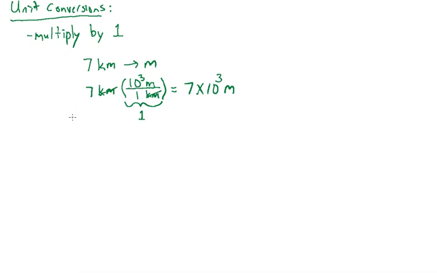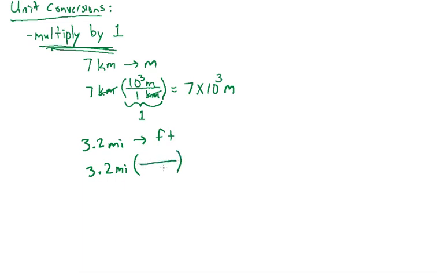So say, for example, I had 3.2 miles, and I want to convert that over to feet. All right, what do I do? Well, again, I'm going to multiply by 1. That's our big goal here. So I'm going to take 3.2 miles, and then I need to make my fraction. That's the number 1. I need to cancel out miles. It's in the numerator, so I need to put it in the denominator. And I need to end up with feet. So right there, that's done.